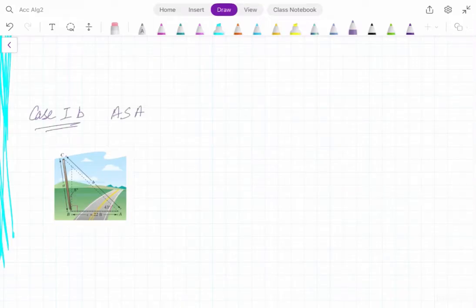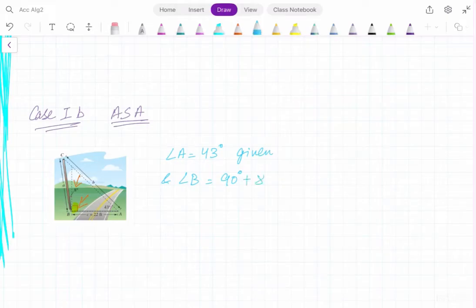So we are talking about case one only, but in two different parts, two different scenarios. As you can see in the diagram, angle A is given as 43 degrees and angle B. Angle B, the one part is 90 degrees and the another part, because it is tilted, it is 8. So total angle B will be 90 plus 8, 98 degrees. That is the tricky point.